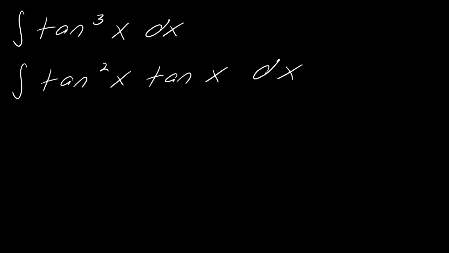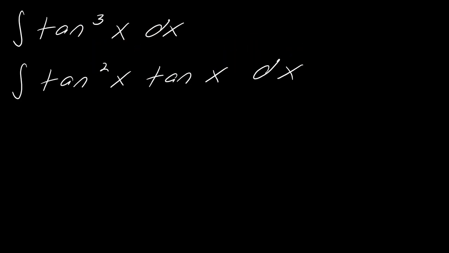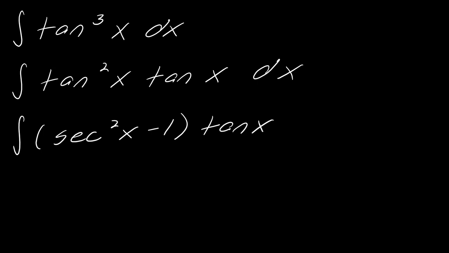I can use the identities, those are the two that we just discussed. I need to use this one for tangent, so obviously I need to subtract 1 in this case. So this will turn into secant squared x minus 1, and then I've got this tangent x dx.